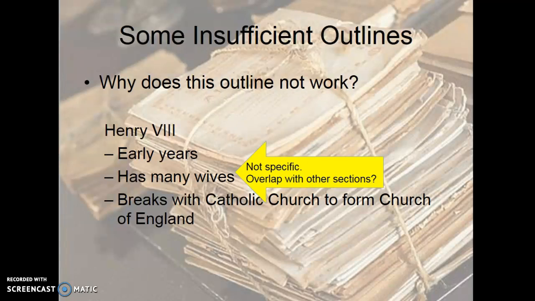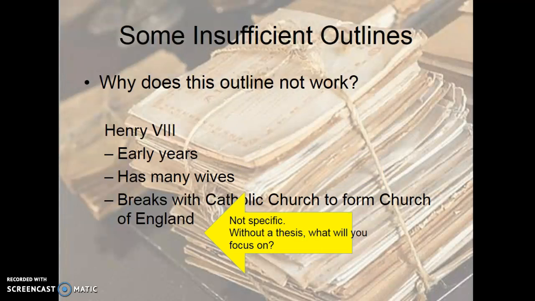Again, it's problematic because it's not specific, and we can also have a lot of overlap with other sections. So we're going to have a real problem with organization in this paper. So especially with this having many wives and breaks with the Catholic Church to form the Church of England. Now, Henry VIII's marriage to Anne Boleyn is a huge part of the break with the Catholic Church. So we would maybe have to talk about it twice. I don't know. Are you going to revisit it? So that's a question you would have to ask.